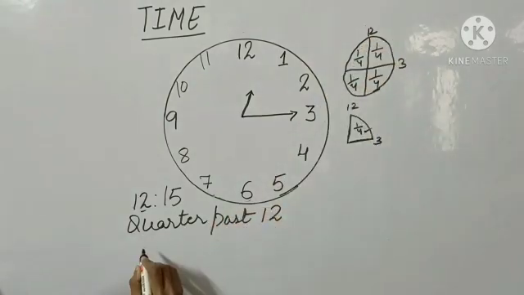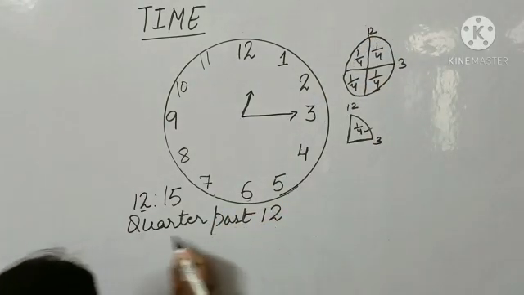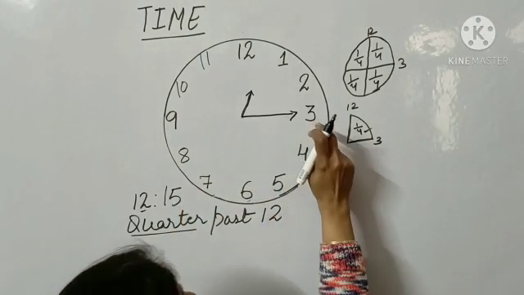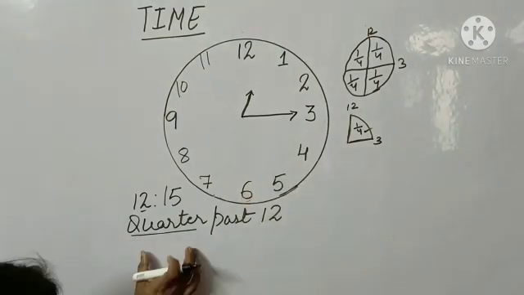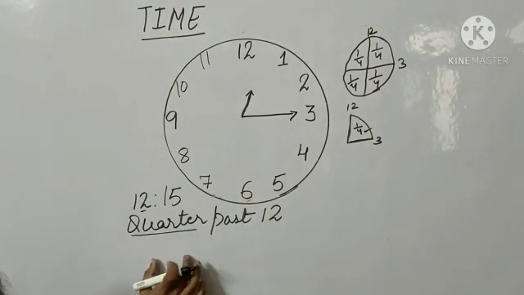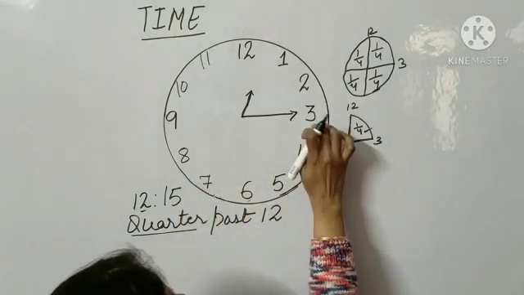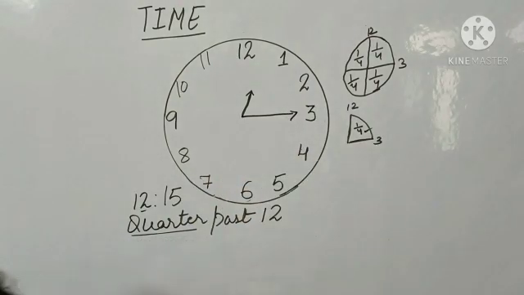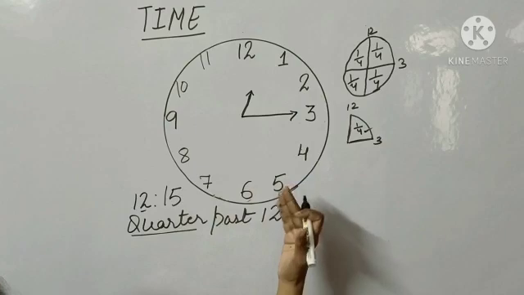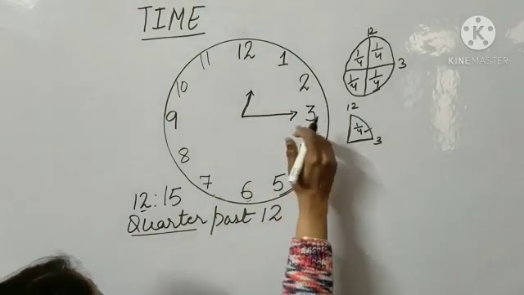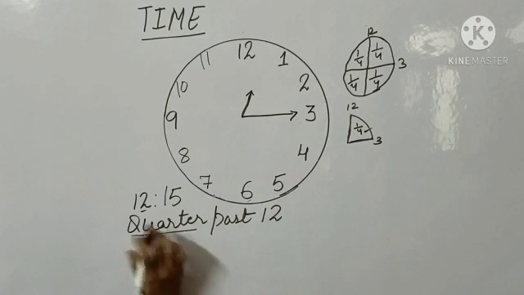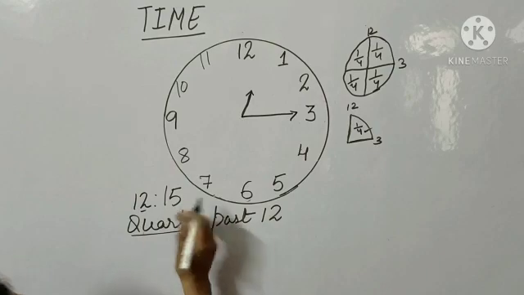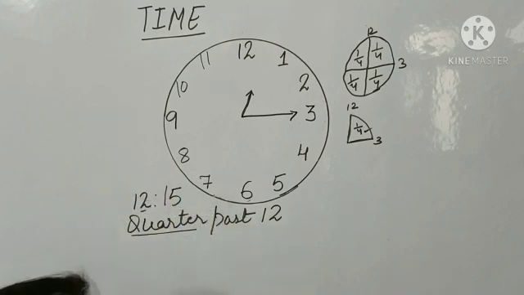That is why I can write here quarter past 12. This word quarter itself is telling that the minute hand is at 3. It is not at 2, it is not at 4. Understood? So I can write the time like this: 12:15, or quarter past 12, or 15 minutes past 12. That is also correct. You understood how I got this?